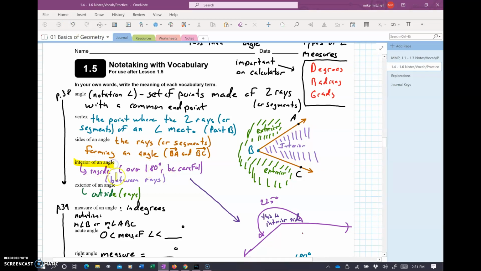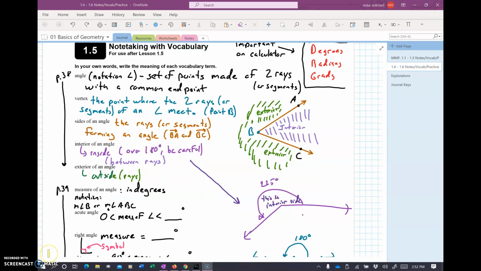Interior of the angle, purple here, it's on the inside of the angle. Now, you do have to watch out on this down here, on this one. If it's an obtuse angle, more than 180 degrees, you got to be careful on what's the interior. It might not be your instinct on that. Exterior of the angle we have out here in the green, that's on the outside. Obviously, on the opposite side is the interior.